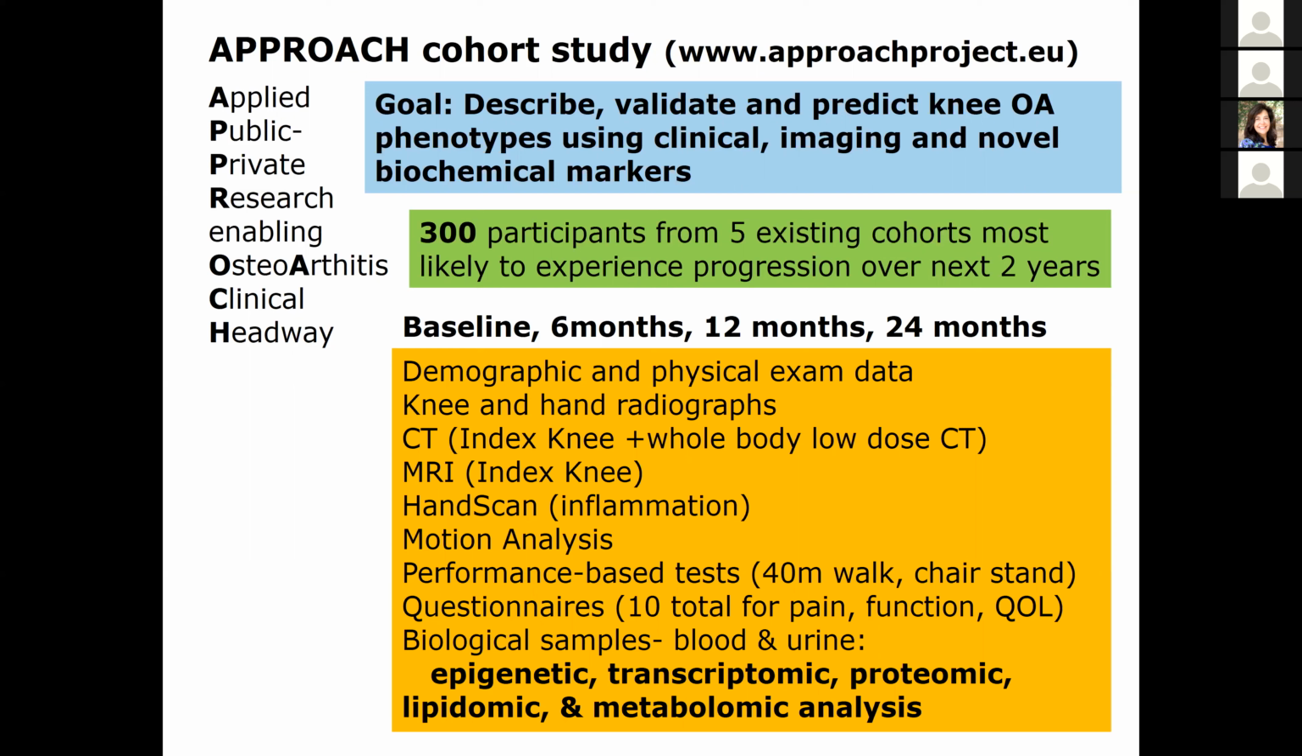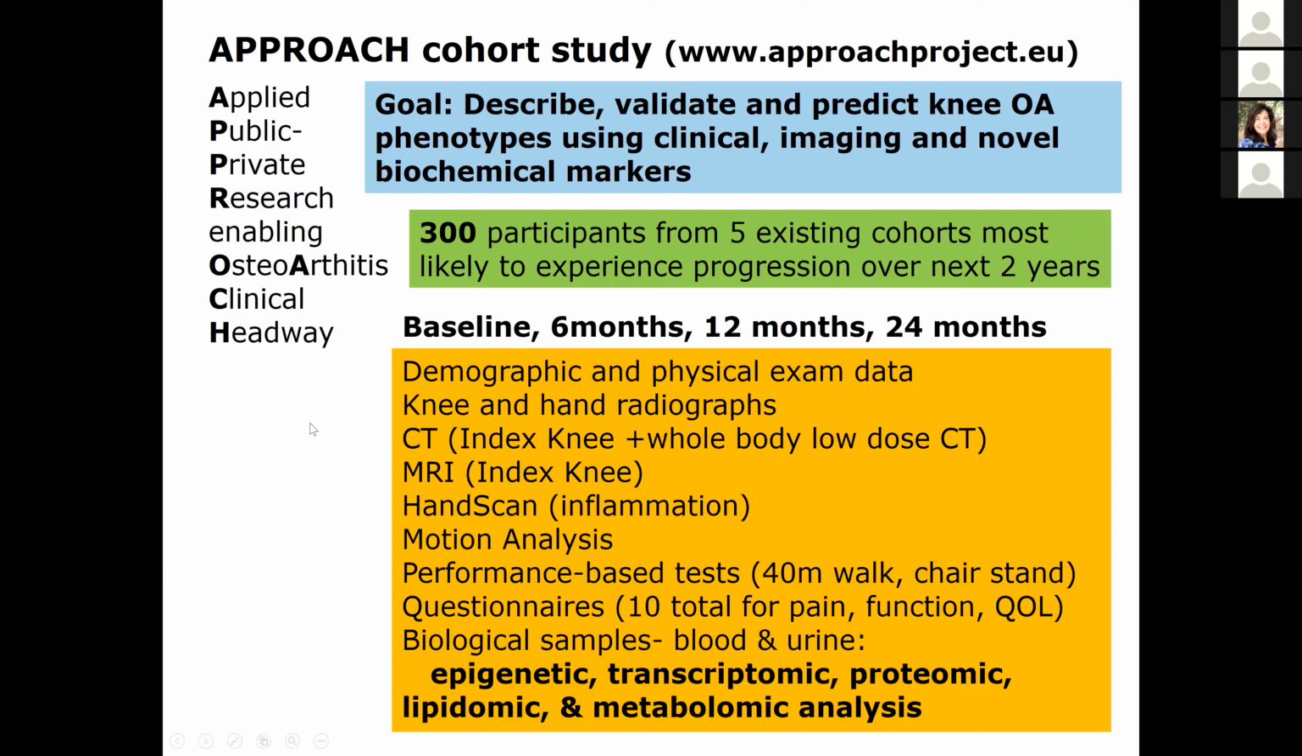And they're gathering a large number of different variables: demographic, physical exam, knee radiographs, hand radiographs, CT of the knee, but also whole body low-dose CT, which can be used for things like fat mass measures, MRI of the index knee, a hand scan, which is a scan that they've developed that helps to measure inflammation in the hand, some motion analysis work, performance-based tests, and a bunch of different questionnaires for pain, function, quality of life. And then to go along with all this data, biological samples, blood and urine, that they're going to use for epigenetics, transcriptomics, proteomics, lipidomics, and metabolomics.